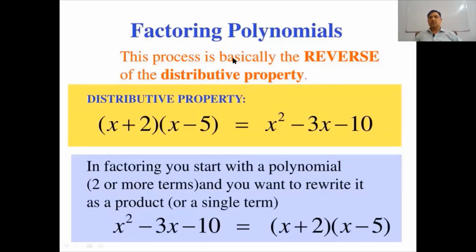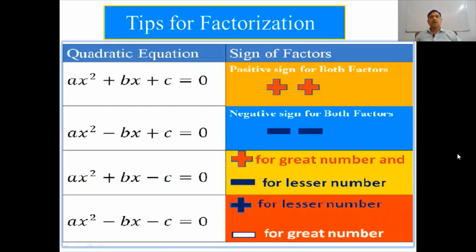Factorizing polynomials is basically the reverse of the distributive property. The distributive property is that x plus 2 will distribute with x minus 5, and thus this 2 will distribute with this x minus 2. When we multiply these and simplify, we find x square minus 3x minus 10. So factorizing means we split the quadratic into two linear terms in such a way that when we multiply these two terms, we find the actual quadratic equation. Now I'm giving you some tips for factorization.